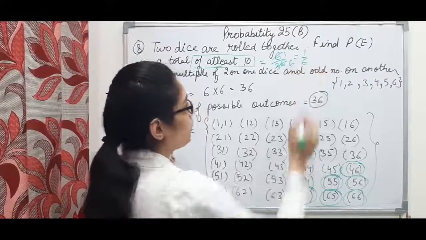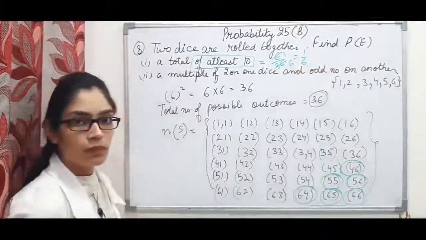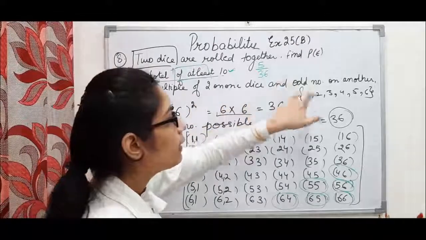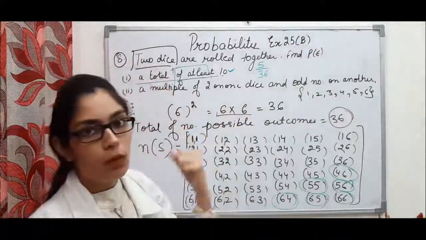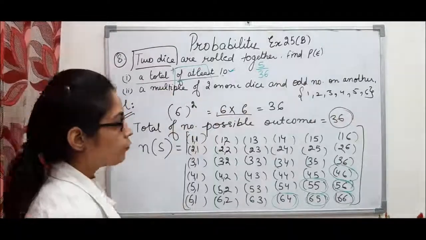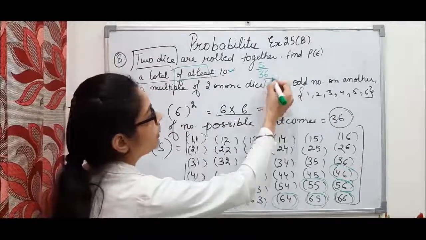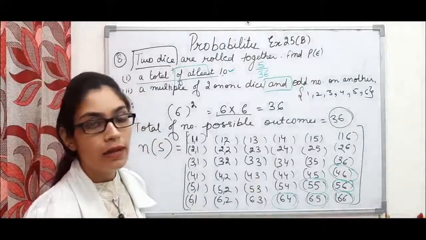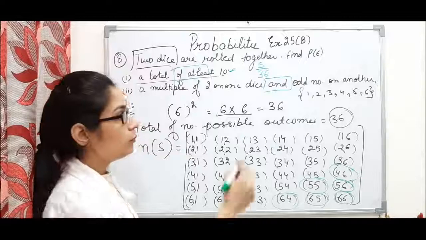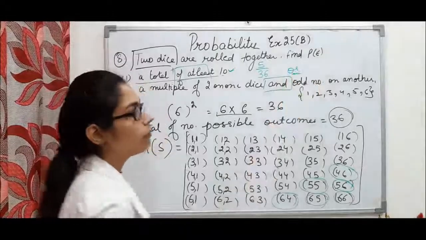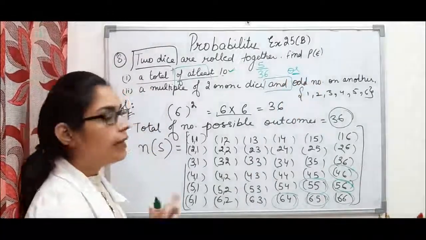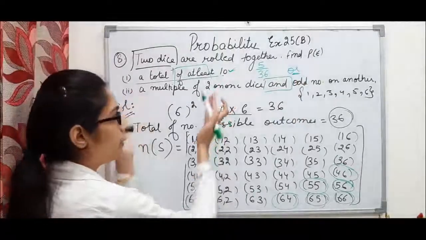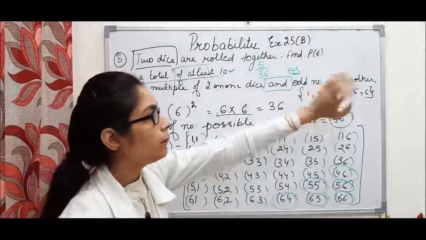Now a multiple of 2 on one dice and an odd number on another dice. Here it's written "and". Again, "and" or "or": in both of these you have to be very careful while choosing your numbers. "And" means a number which is fulfilling both the conditions. It's a multiple of 2 on one and an odd number on the other.